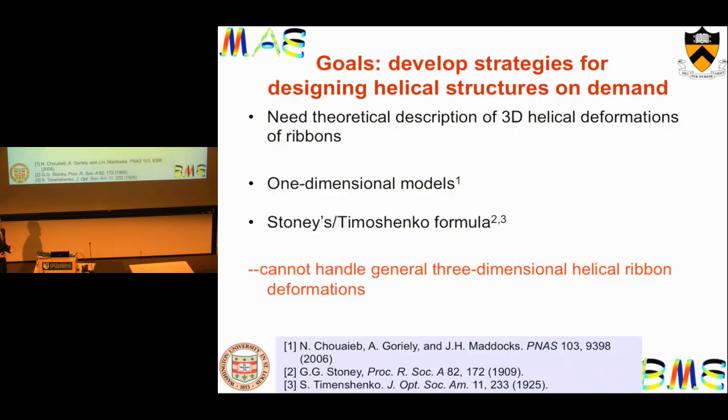So the goal of our study is to develop strategies for designing 3-dimensional helical ribbons on demand. And for that, we would need a theoretical description of 3D helical ribbon deformation. Traditionally, there have been one-dimensional models that treat helices as just one-dimensional line objects in space. And for those of you who study solid mechanics, you're probably familiar with Stoney's or Timoshenko's formula for beam deformation. But those cannot handle the general 3-dimensional helical ribbon deformation.